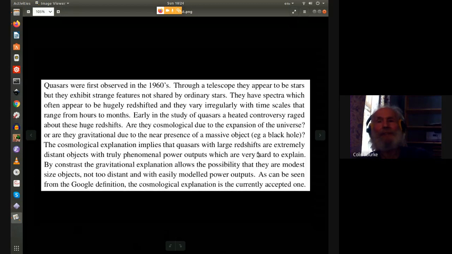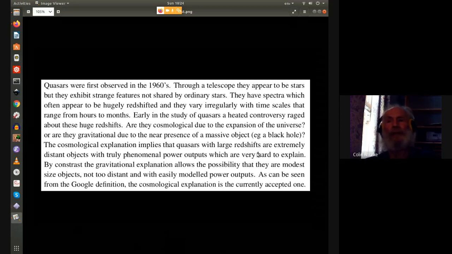Okay, so let's look at a bit of history. Quasars were first observed in the 1960s. Through a telescope, they appear to be stars, but they exhibit strange features not shared by ordinary stars. They have spectra which appear hugely redshifted, and they vary irregularly with timescales that range from hours to months.